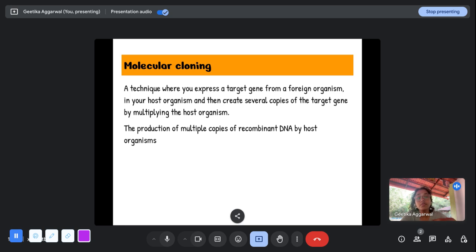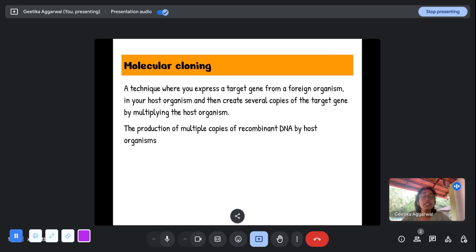So your foreign organism is that bacteria which already has the antibiotic resistance, and you want to take that antibiotic resistance and now put it into your host bacteria. So it's a way in which you want to express a target gene which belongs to a foreign organism in your host organism.